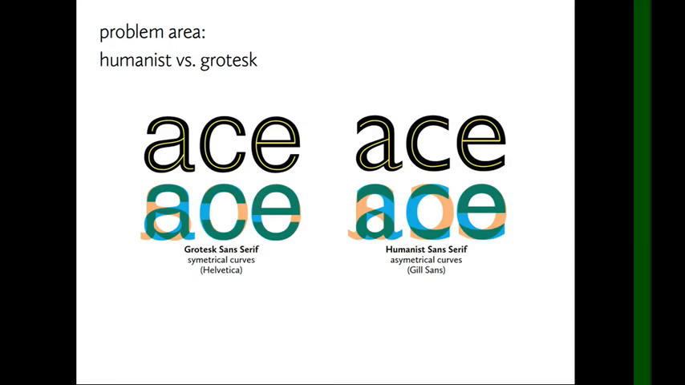Here's another problem area. Students have a lot of trouble identifying the differences between humanist and grotesque. This can be tricky. I want you to do two things when you're looking at these letters. First of all, think of the skeletons. I have shown you the skeletons for our grotesque and our humanist with a thin yellow line here.